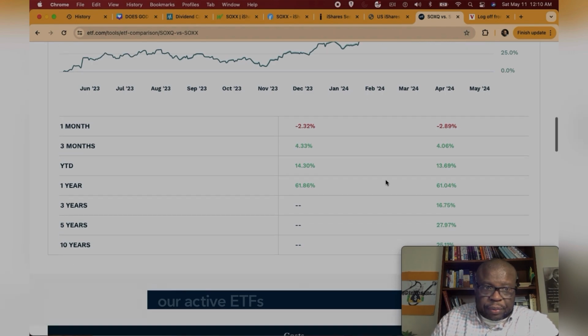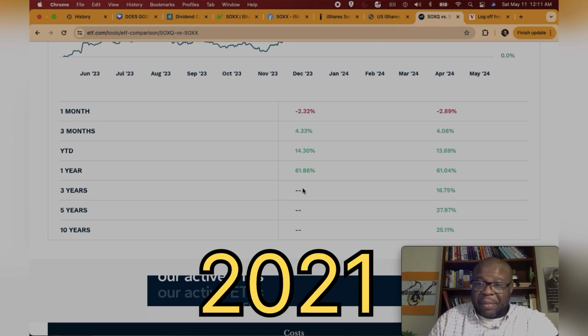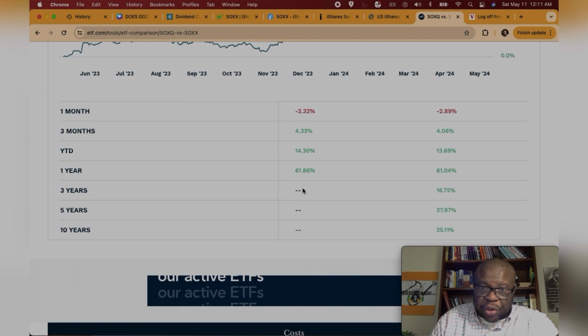The 1 year return is also similar. SOXQ is up about 61.86%, about 61% for SOXX. 3 year return. Notice there is no 3 year return for SOXQ because we said the inception date is June 11th, 2021. So it had not been in existence for 3 years. So we only have the 1 year return. The 3 year return for SOXX is about 16.75%. The 5 year return is about 27.97%. And the 10 year return is about 25%.